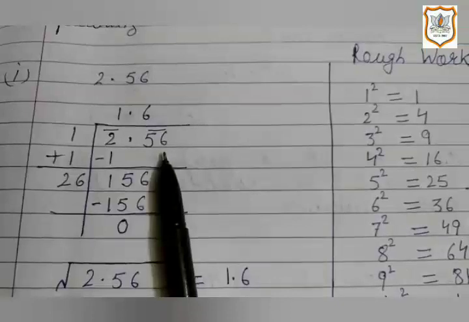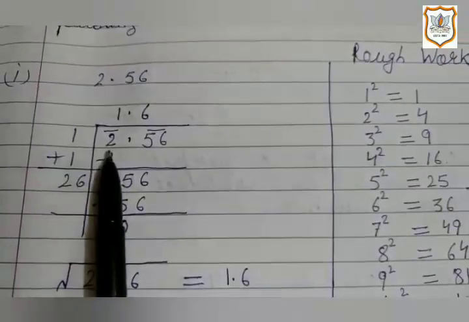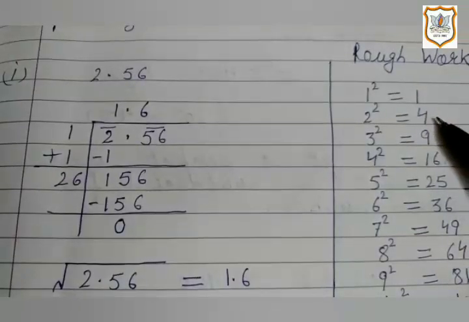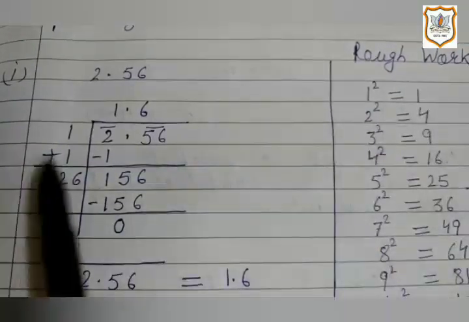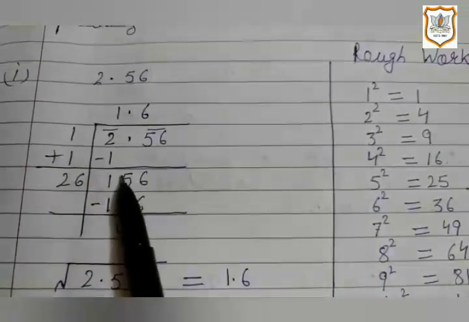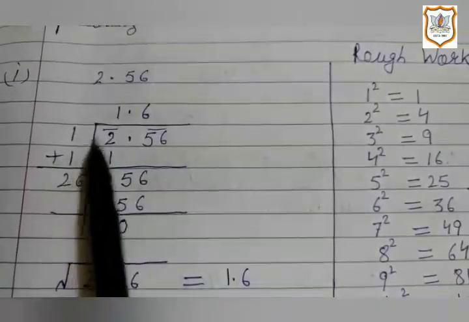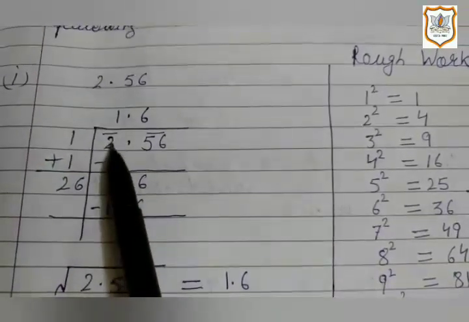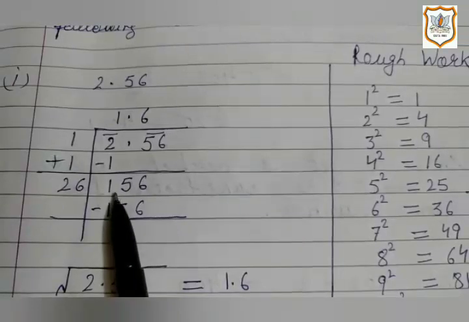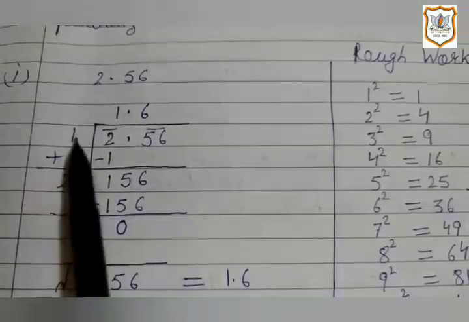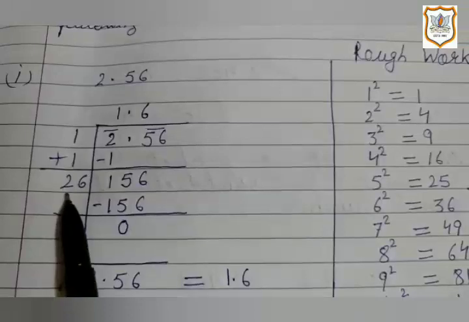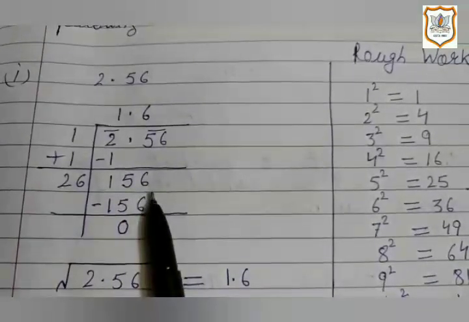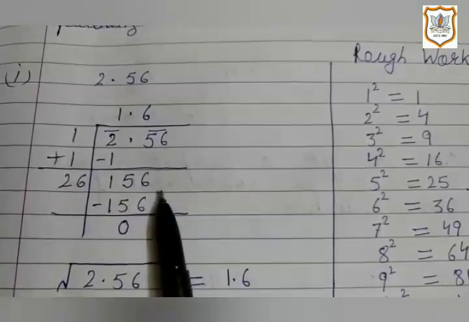This is in a pair and we check 2. 2 comes between 1 and 4, so we take 1. 1 times 1 is 1. So we write 1 and 1 here. Now we subtract 1 from 2, we get 1, and we add the same digit, so we get 2. Now bring down 56 here, we get 156.